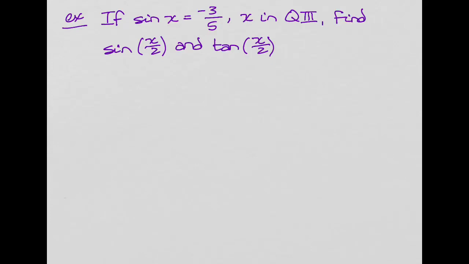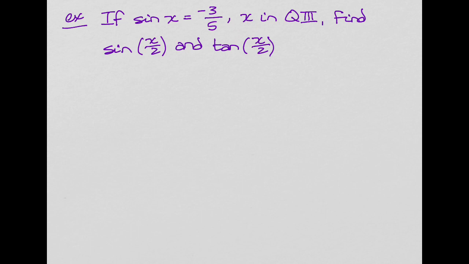We're going to use some half-angle identities here to find some exact values. We're starting off with sine of x is -3/5 and x is in quadrant 3. I'm looking for the sine of x over 2. Well, I don't know exactly what x is. I don't know what its measure is. All I know is it's in quadrant 3.